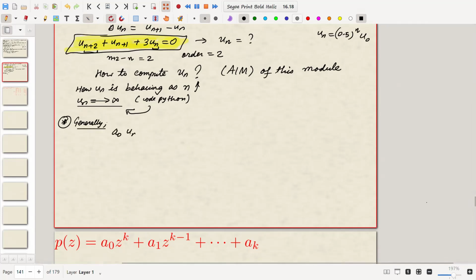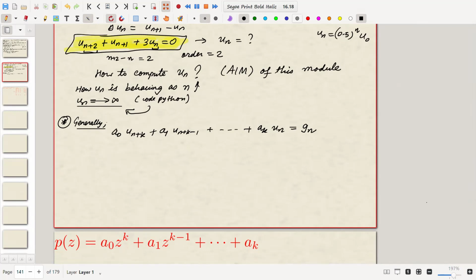Suppose you have this difference equation. It is not necessary that it will always be multiplied by 1. It can be multiplied by any constant a naught: a naught un plus k, a1 un plus k minus 1, and so on till ak un, is equal to some gn. It can be some gn. So what does this remind you of? Non-homogeneous difference equation.